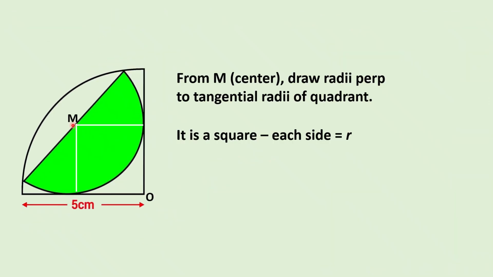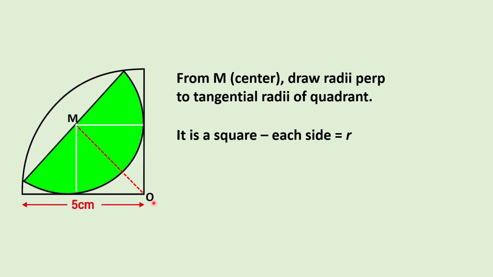So let M be the center of the semicircle. From M we are drawing a horizontal radius and a vertical radius, the two white lines. Since the radius is perpendicular to the tangent, we are getting a square. Each side of the square is equal to R, that is the radius of the semicircle.